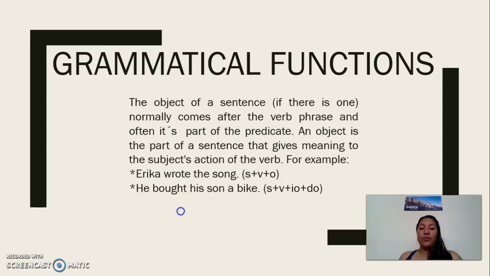Erika wrote the song. Erika is the subject, wrote is the verb, and the song is the object. He bought his son a bike. He is the subject, bought is the verb, his son is the indirect object, and a bike is the direct object. In the next pages, we're going to learn how to identify the types of objects.